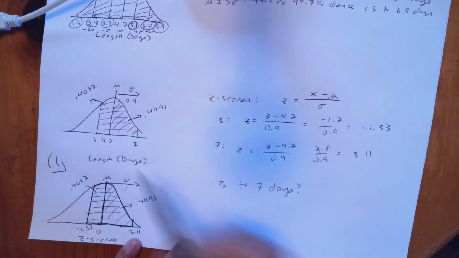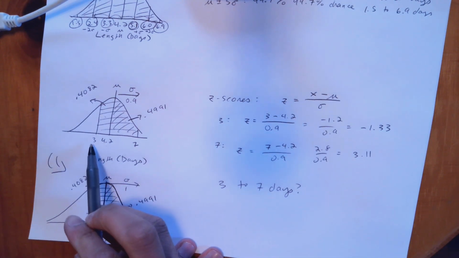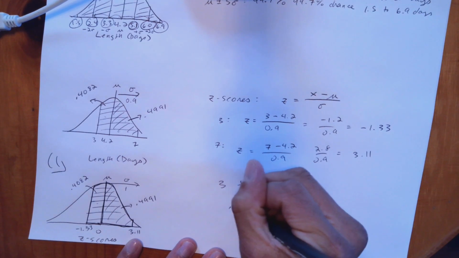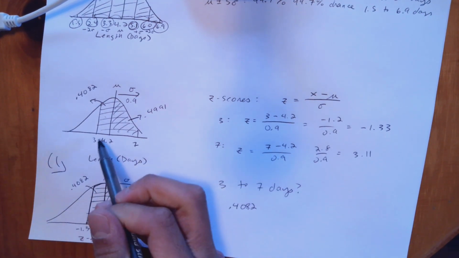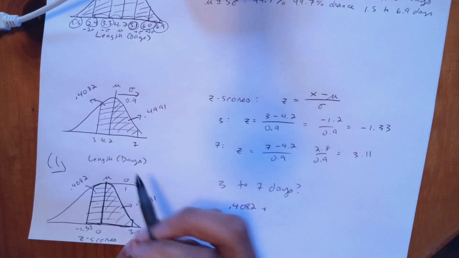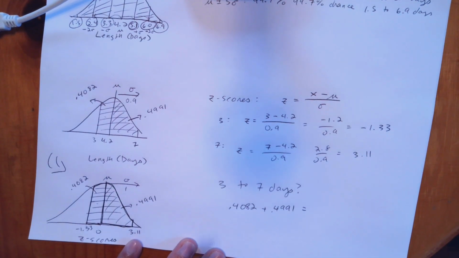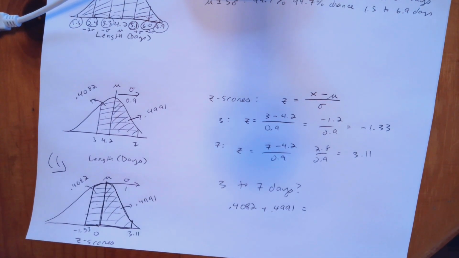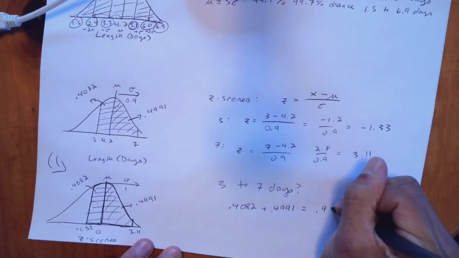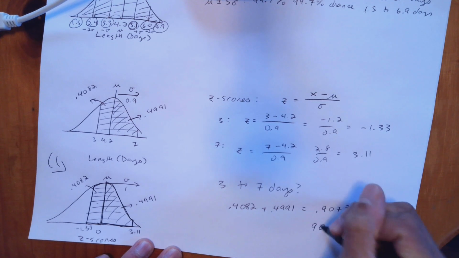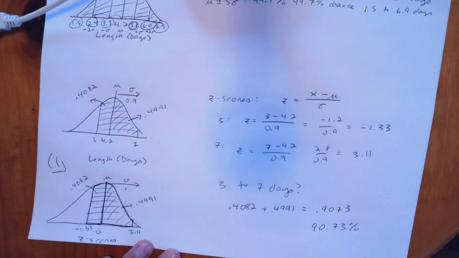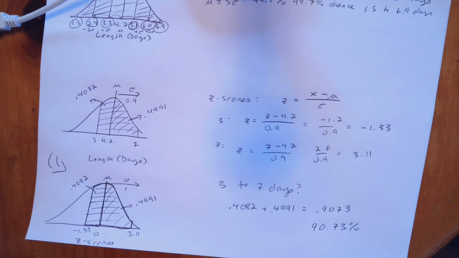To do this, we're just going to add these two probabilities together. So the total area under the curve between 3 and 7 can be found if we add the area under the curve on this side of the mean to the area under the curve on this side of the mean. And so we get 0.4082 plus 0.4991, and that total area under the curve is going to be 0.9073. So we can answer our question, what's the probability that a trial is going to last between 3 and 7 days, and say that we've got a 90.73% chance, or a probability of 0.9073, that our jury trial is going to last from 3 to 7 days.